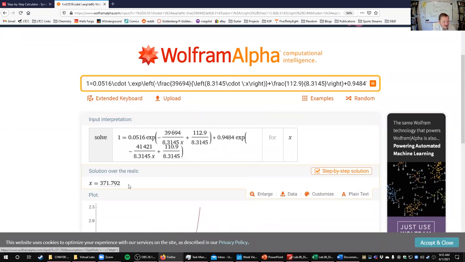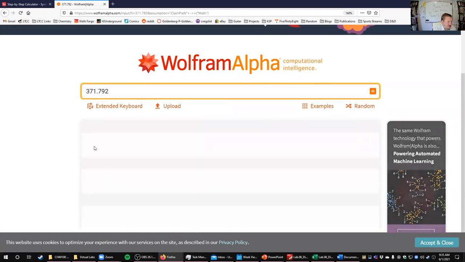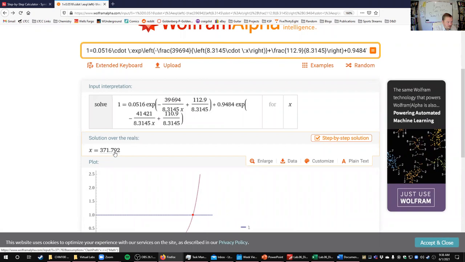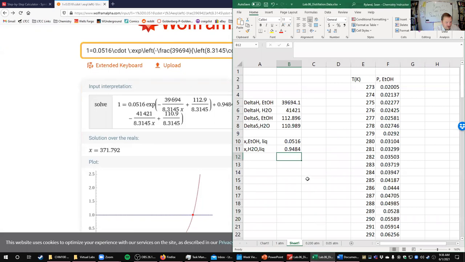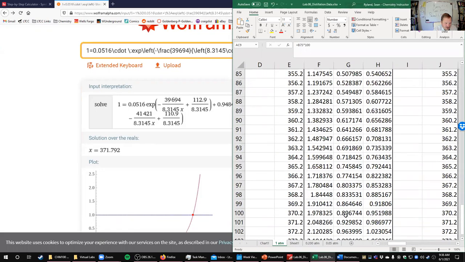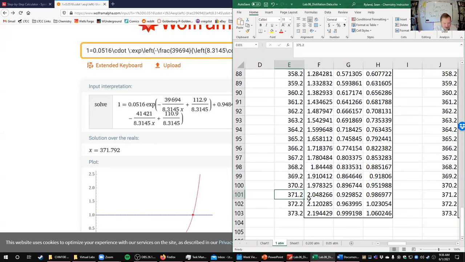So this is actually new. Traditionally what Wolfram Alpha would have done was give you all of the solutions, including the imaginary solutions that involve i, but it looks like they have it set up at this point to only give the approximate solution over the real values. So 371.8 would be how, when we solve for x, x is, we're going to hit the boiling point at 371.8. And if we double check that, that should be where we see, between 371.2 and 372.2 is where we see it hits boiling, or it hits 1 atmosphere of pressure.